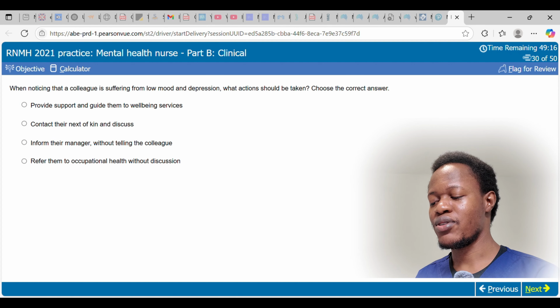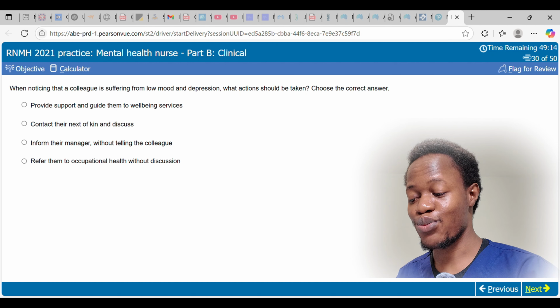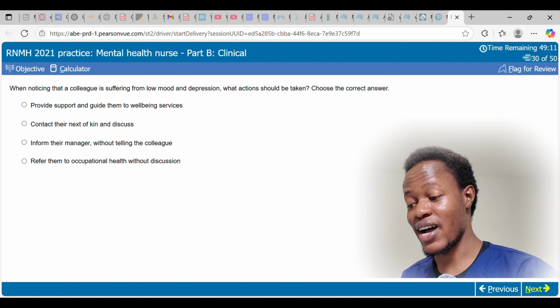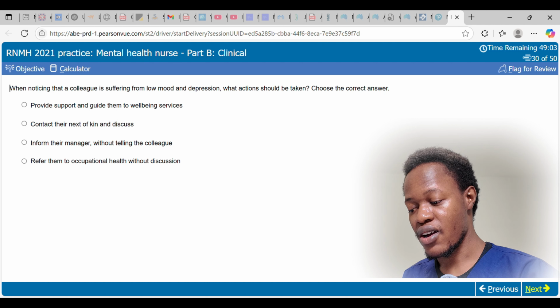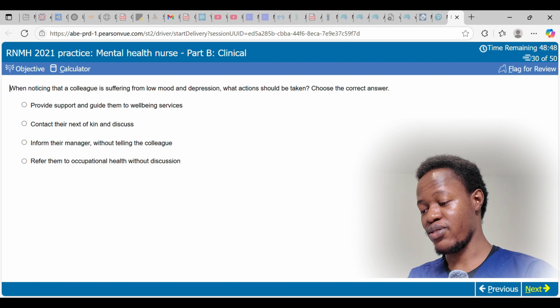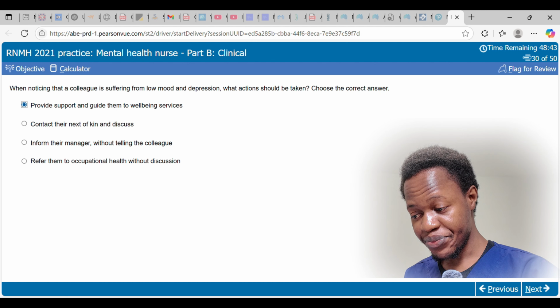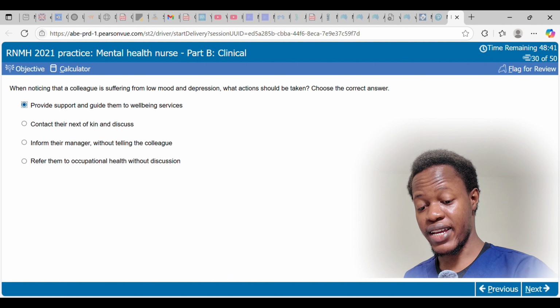So let's just go through our options and see. Option A says to provide support and guide them to well-being services. Option B says to contact their next of kin and discuss. Option C says inform their manager without telling the colleague. Option D says refer them to occupational health without discussion. Yes, so based on what I said earlier, our best option is option A.